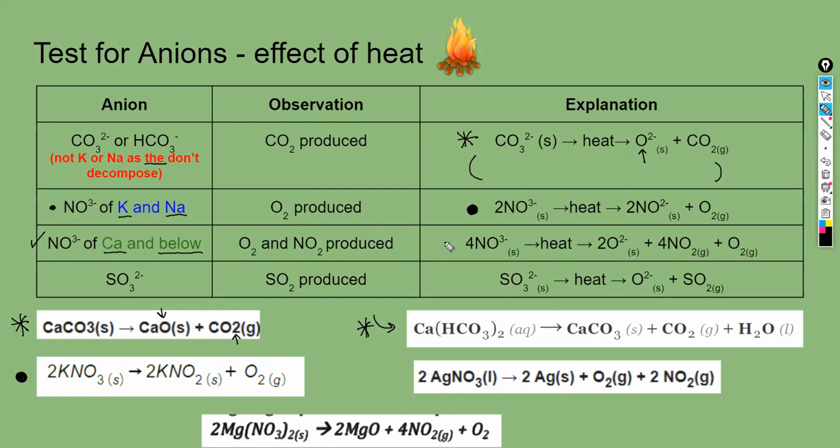And this here is the ionic equation, and I have two equations over here. You see, silver and magnesium are definitely below calcium, like it's calcium and below. When you heat it, you will get two things: oxygen and nitrogen dioxide, right? So you know what to do, right? Take down the ionic equation, and I have two examples of the full equations.